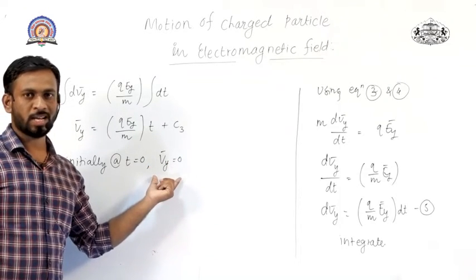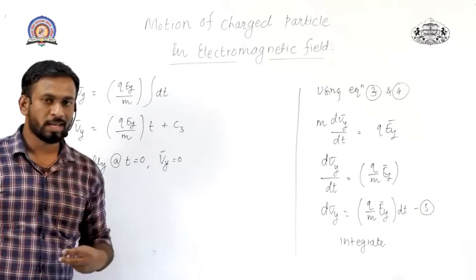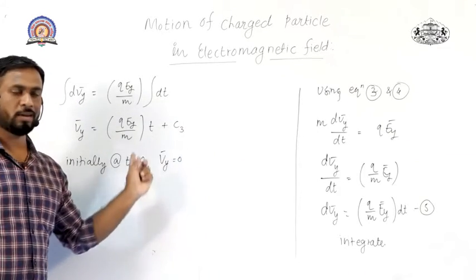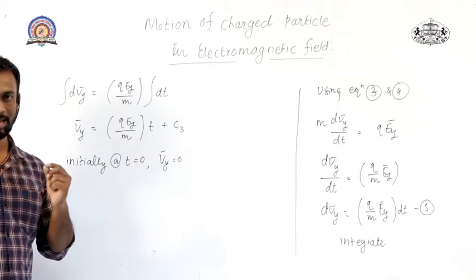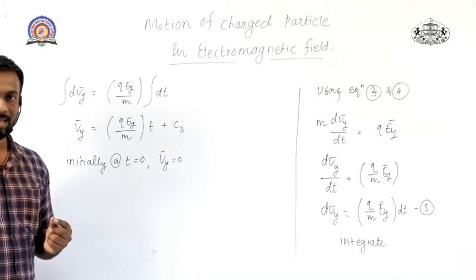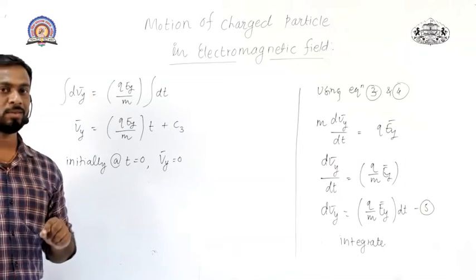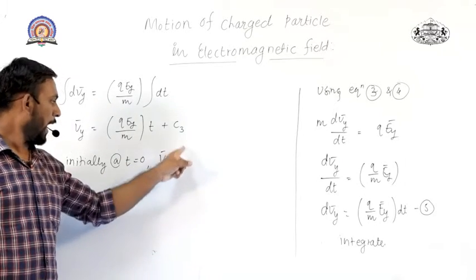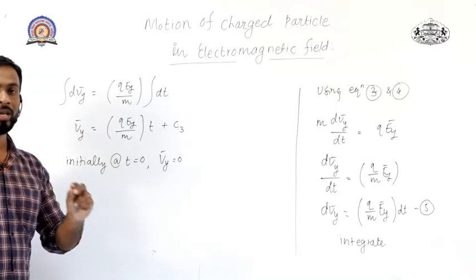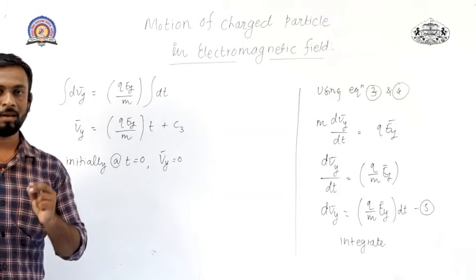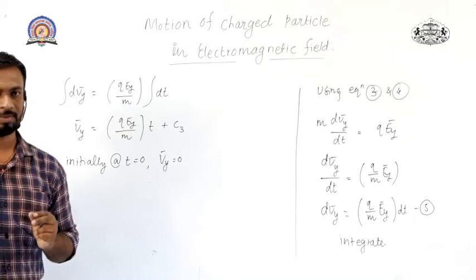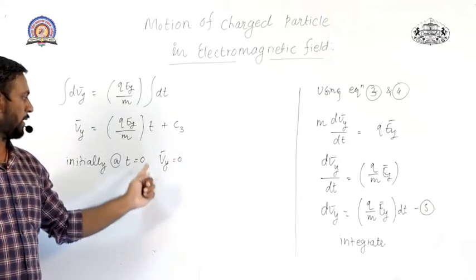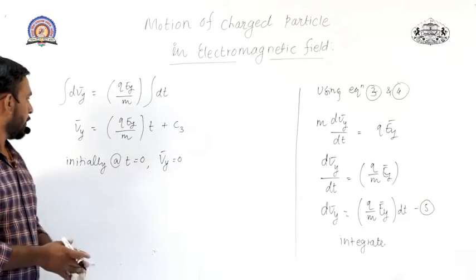Why am I writing this v_y is equal to 0? Because of the velocity acquired by the charged particle when it moves in the electric field. Initially there is no velocity component along the y direction, since the particle is moving initially along the x direction. When it enters the electric field region, it moves in the y direction. Since at t is equal to 0 the charged particle only possesses the velocity along the x direction, there is no y component of velocity initially. So that's why I am writing v_y is equal to 0.